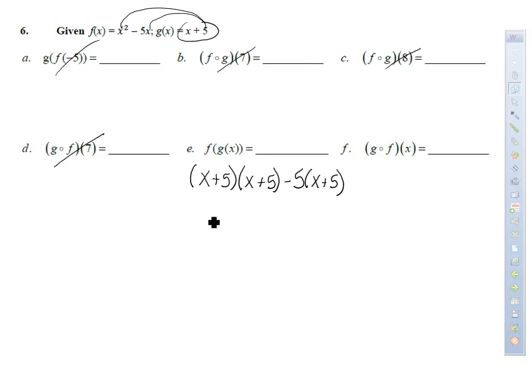Let's FOIL this out. So I've got x squared plus 5x plus another 5x plus 25. Now let's distribute that 5 and get negative 5x minus 25. Looks like my ending answer. I'm going to have an x squared in there. Oh, here's 10x minus 5x is plus 5x. 25 minus 25 is 0. So there we got that one.